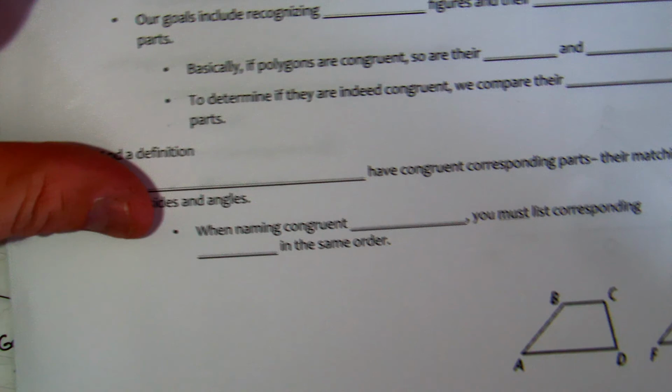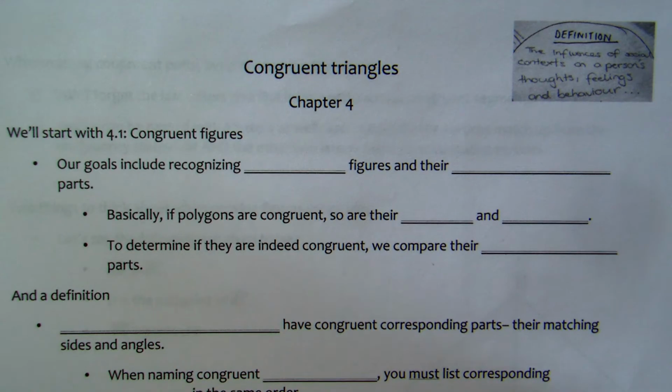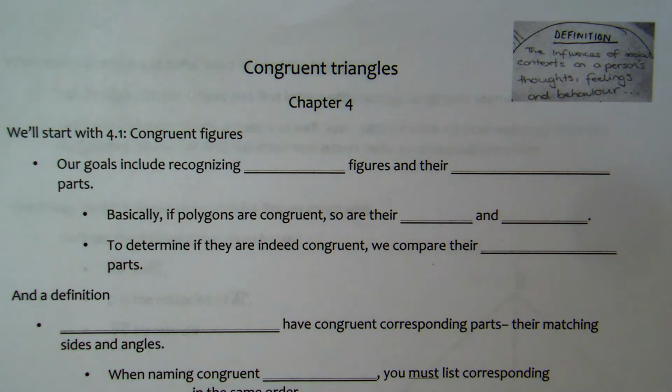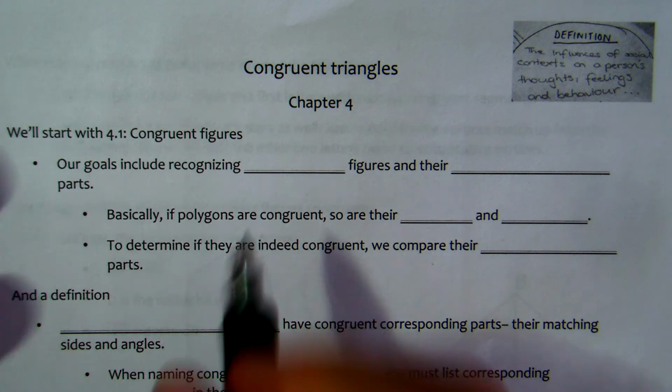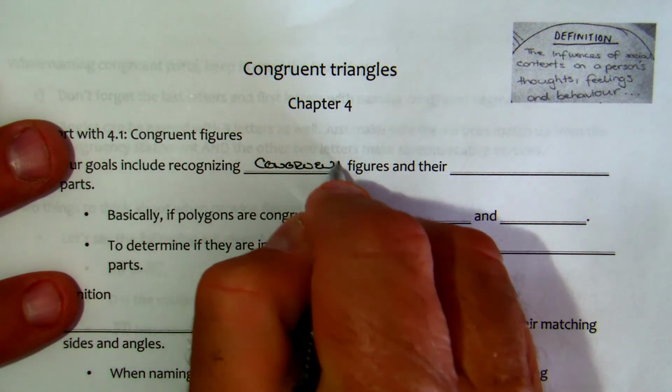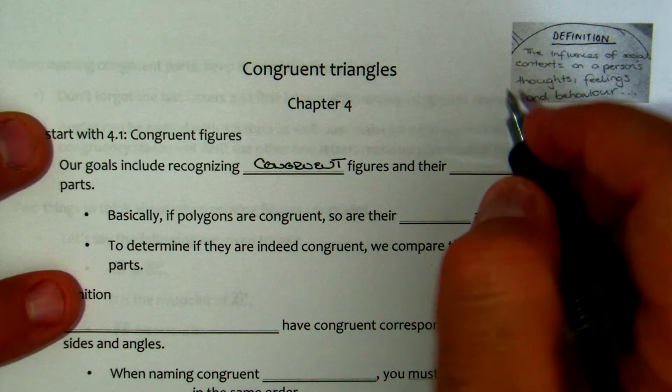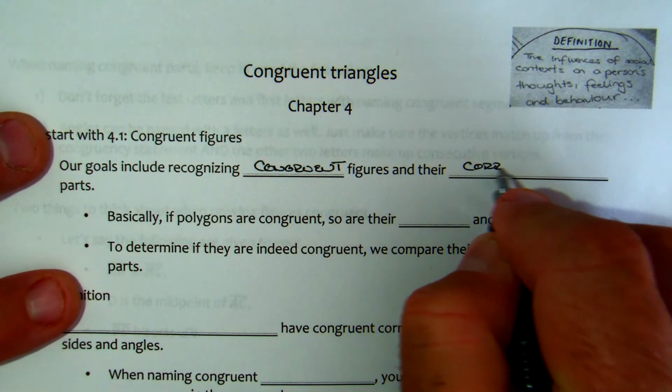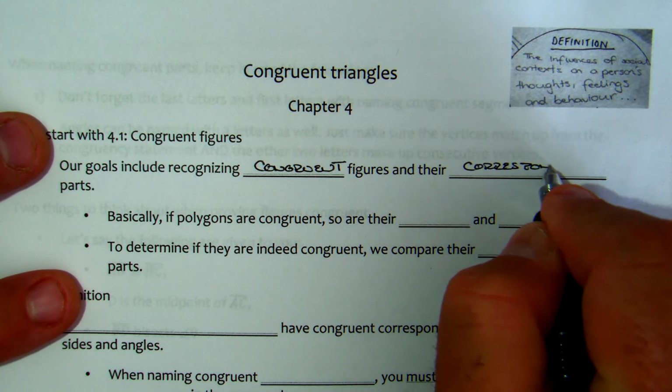All right, so we're going to begin Chapter 4, which specifically is congruent triangles, but we start with a section on congruent figures. When we do that, we start with our goals. Our goals include recognizing congruent figures and their corresponding parts. All right, which makes sense.